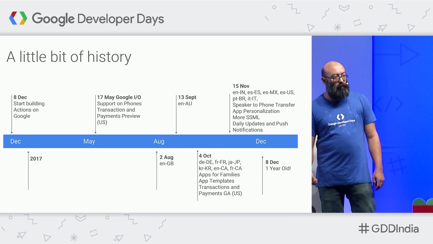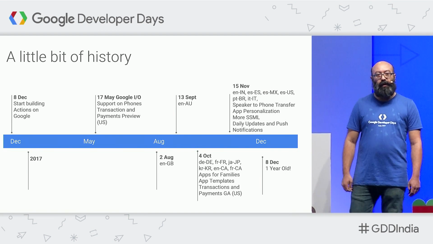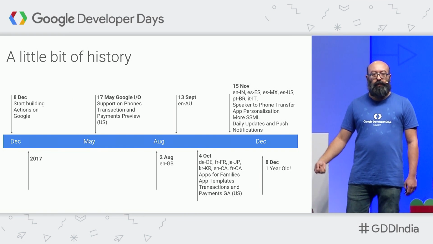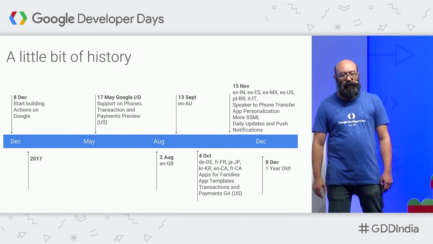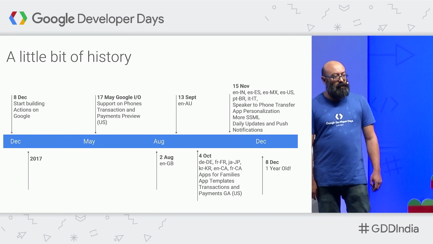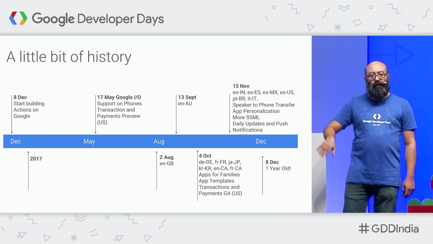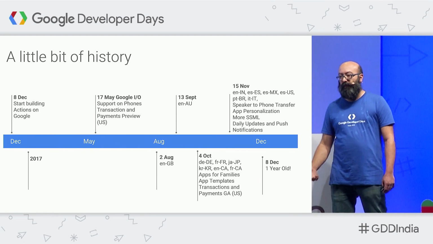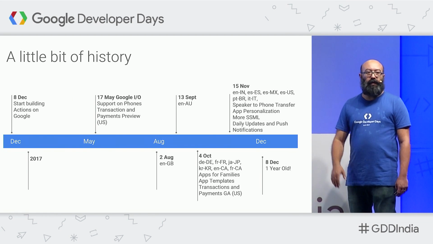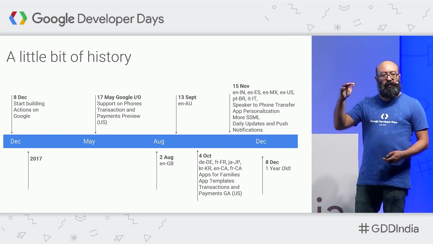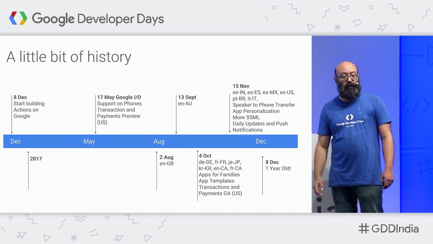At I/O in May is when we did the second batch of announcements where we added things like support on phones using the Assistant app and the transactions and payments preview. And then if you see, in this second half of our first year of life, the platform is starting to get momentum. There's more announcements, and the scope of the announcements is getting larger and larger.